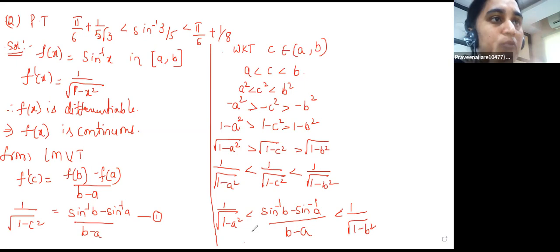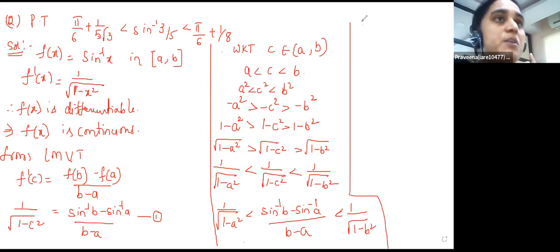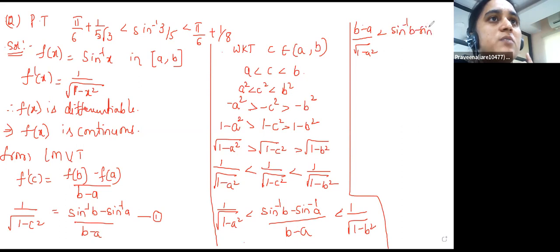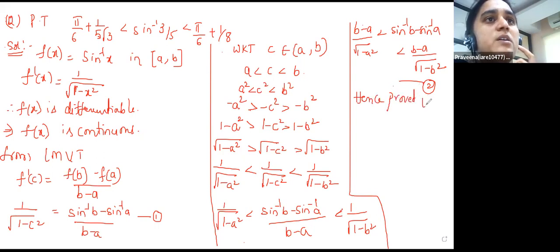Hence proved by Lagrange's mean value theorem. From that I'll write it as b minus a by root 1 minus a square is less than sin inverse b minus sin inverse a, which is less than b minus a by root 1 minus b square. Let us take this as the second equation. Hence proved by Lagrange's mean value theorem.